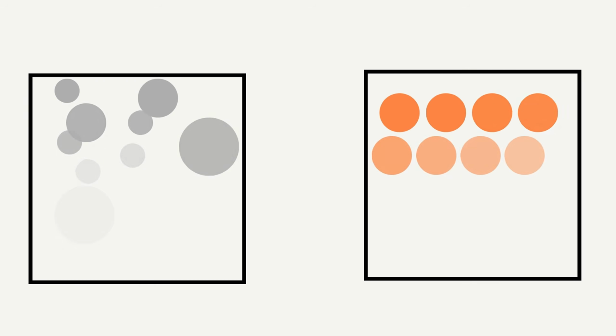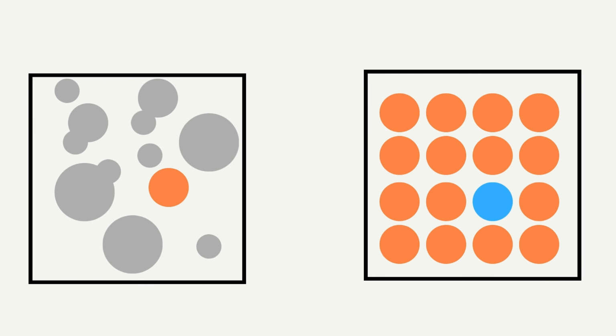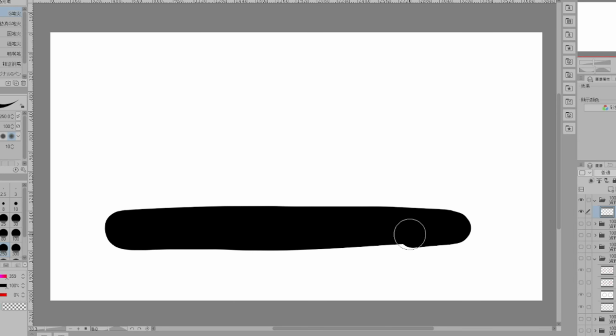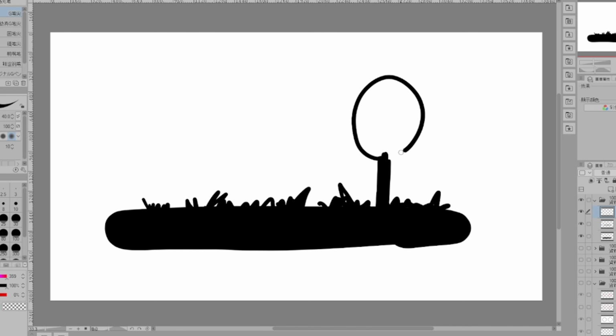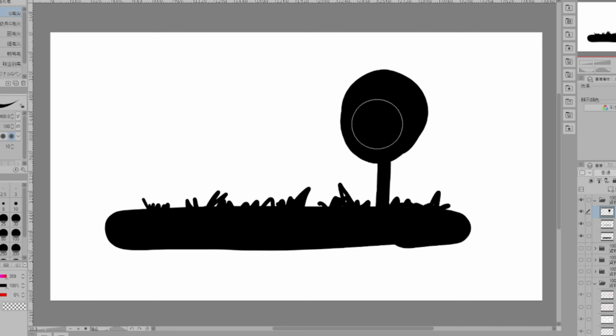Contrast is easy to understand. A large circle among a group of small circles naturally stands out as the main subject. Color differences also easily highlight the main subject. The tricky part is the contrast between dense and sparse outlines. If a lawn is filled with weeds, there's no focal point. But if you add a tree, the tree becomes the main subject.